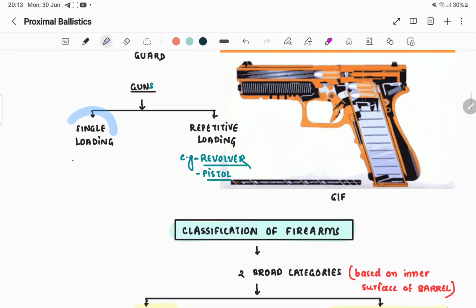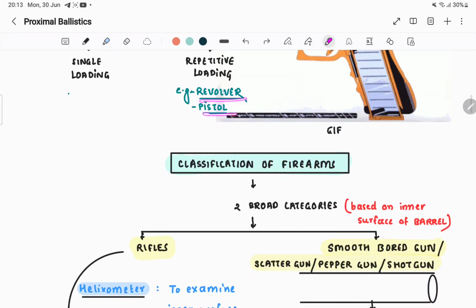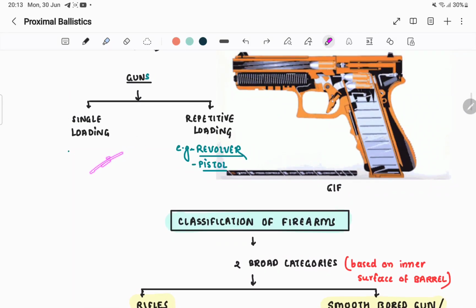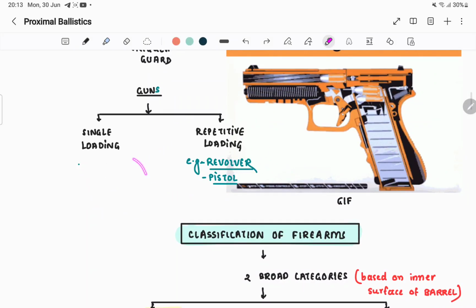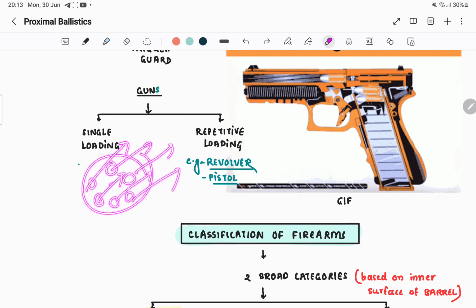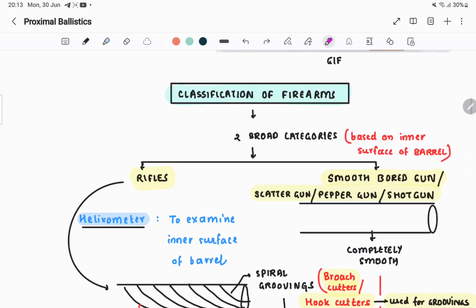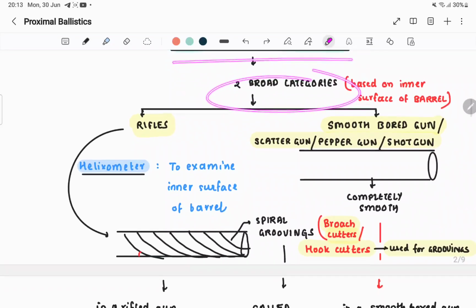Basically, guns may be single loading or repetitive loading. I told you, single loading, repetitive loading. Repetitive loading is like a pistol or rifle. You must have seen a revolver. It has 6 bullets like this, and one after another the bullets are loaded automatically. That is repetitive loading.